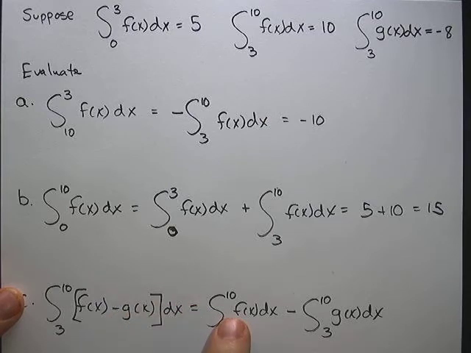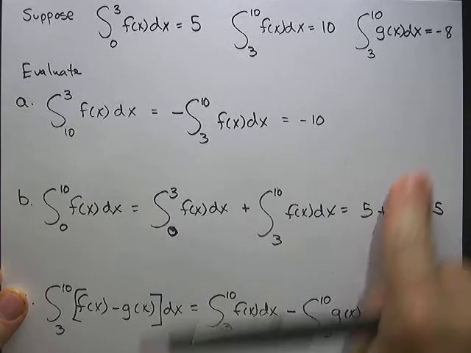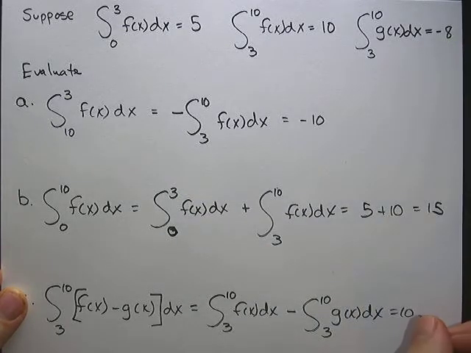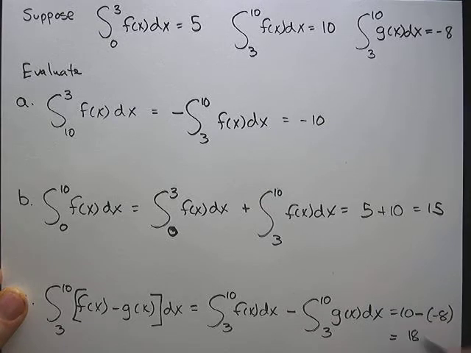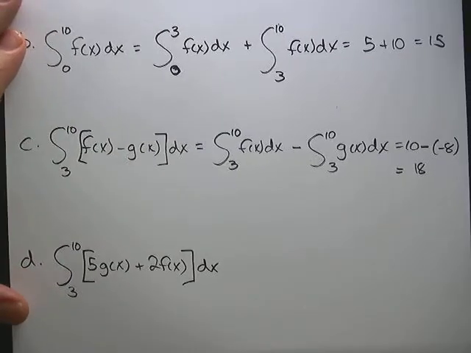So the first one here is 10. The second one is negative 8, so minus negative 8. So that will give us 18. A negative and a negative make a positive. All right, and now for our last one.